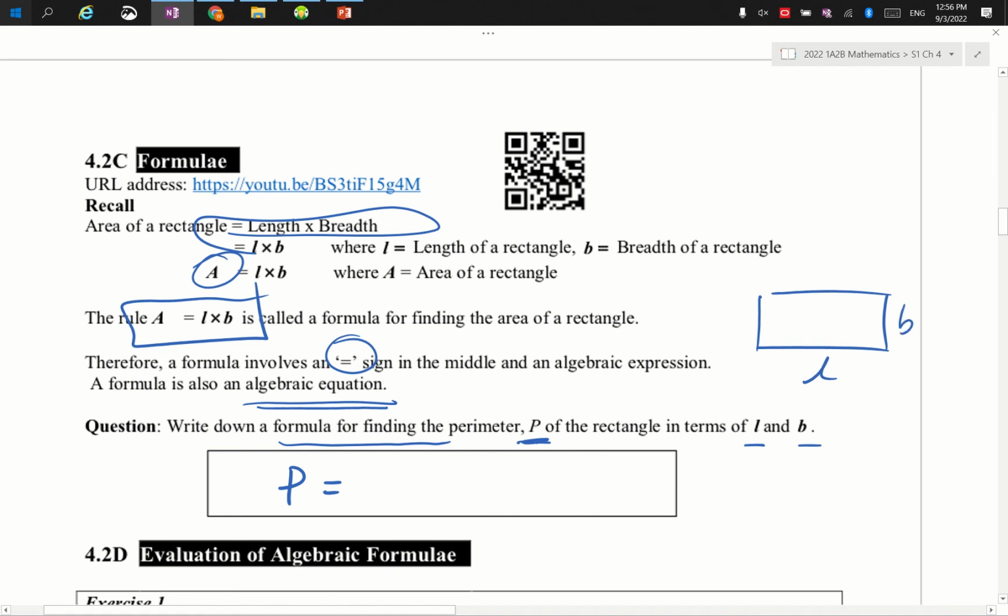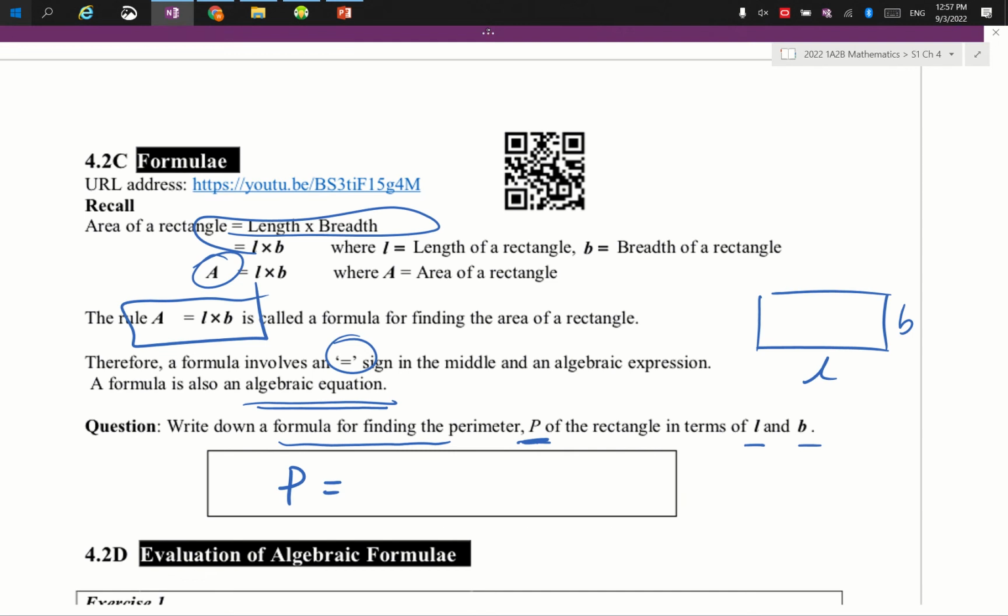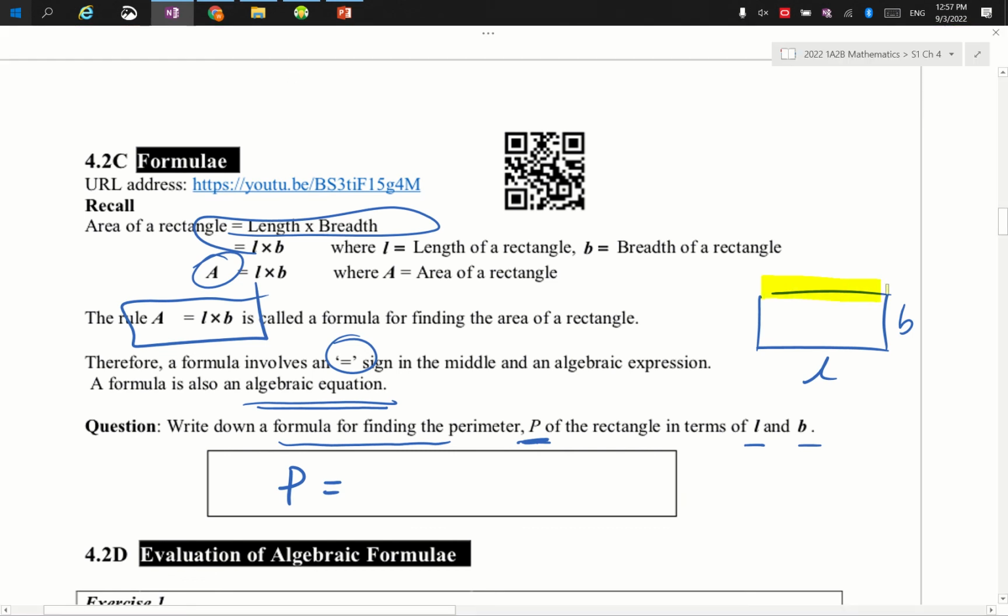So what's the perimeter? Finish? Try. So perimeter is the outline. We have to add all of them up. So what do we end up with? How many L? 2L. How many B? 2B. Is this what you would do for finding the perimeter?